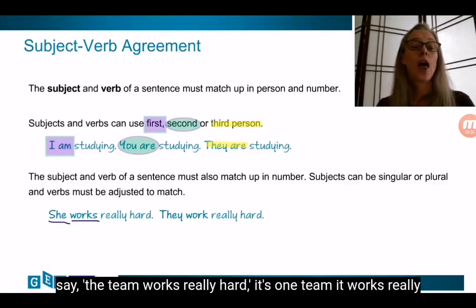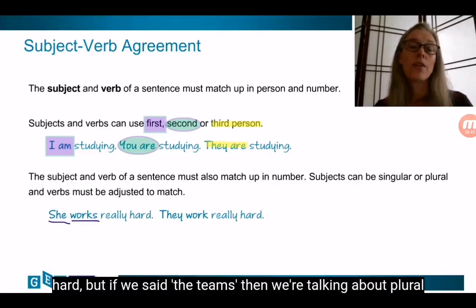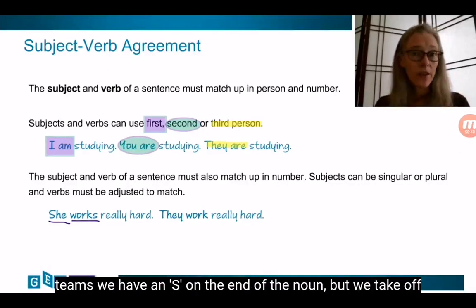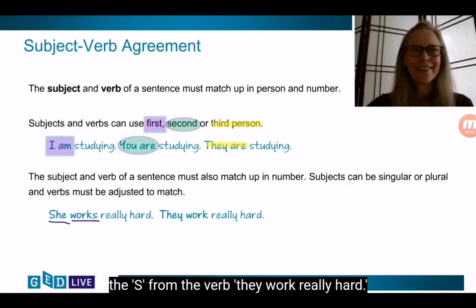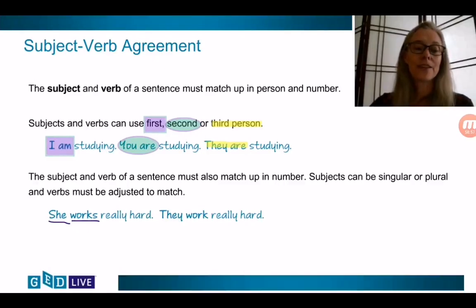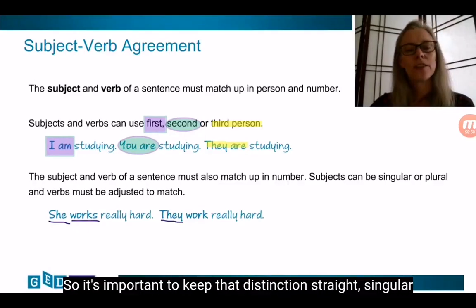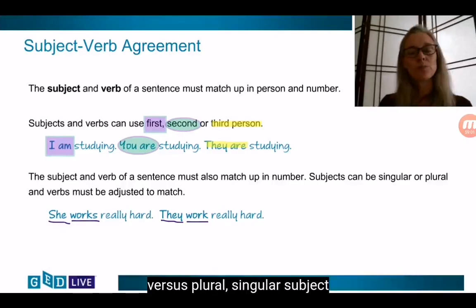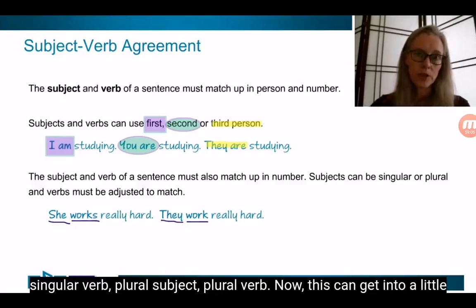So we might say the team works really hard. It's one team, it works really hard. But if we said the teams, then we're talking about plural teams. We have an S on the end of the noun, but we take off the S from the verb. They work really hard, right? So it's important to keep that distinction straight. Singular subject, singular verb. Plural subject, plural verb.